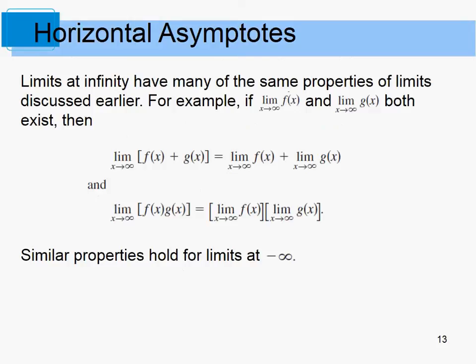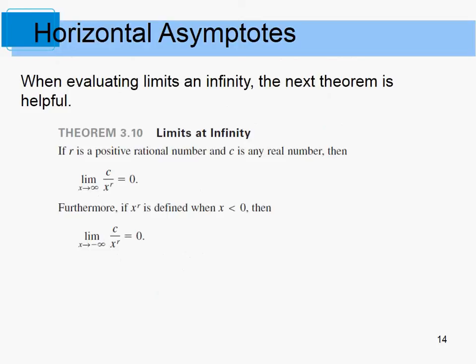Now, limits of infinity have the same properties as regular limits. So if we've got the limit as x approaches infinity of two functions being added together, then we can just do them separately. This is just like when you have the limit as x approaches 2 of x squared plus 3x. How do we do that? Well, we say the limit as x approaches 2 of x squared plus the limit as x approaches 2 of 3x, right? We just plug it in and do each one. We can do the same thing with infinity. We can take each one separately.